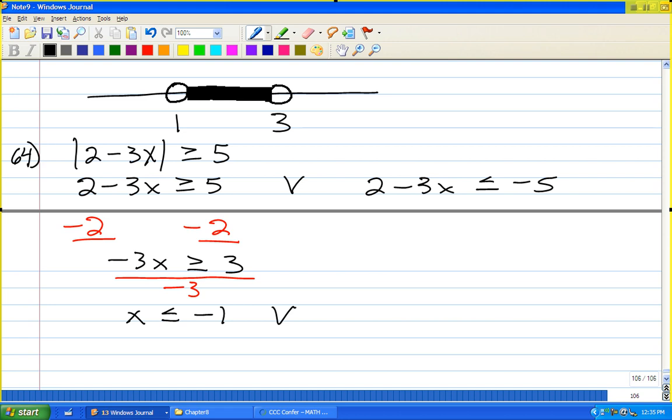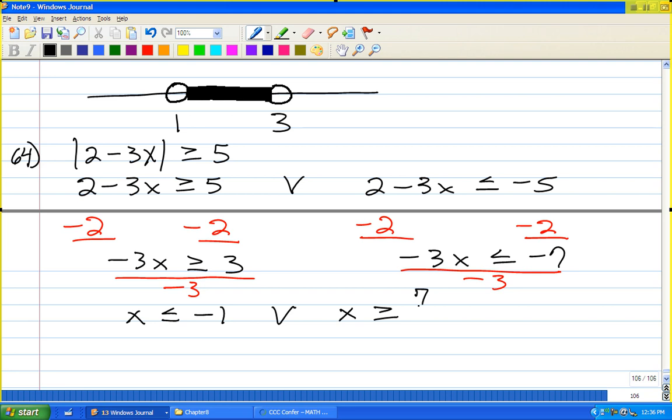Now let's solve the next inequality. Let's subtract 2 from both sides of my inequality. So negative 3x is less than or equal to negative 7. Divide both sides of my inequality by negative 3. Negative 3x divided by negative 3 is just x. Again, I'm dividing by a negative, so I'll switch my inequality to greater than or equal to. Negative divided by negative is positive 7/3.